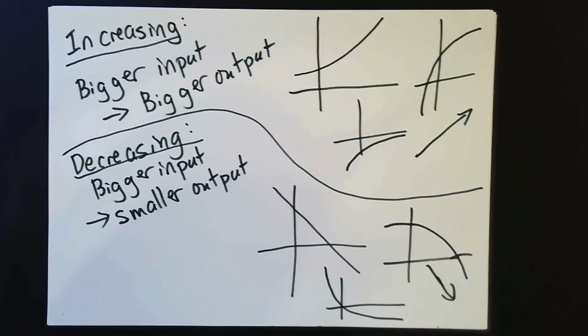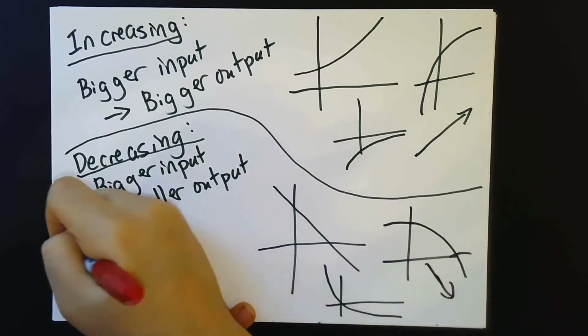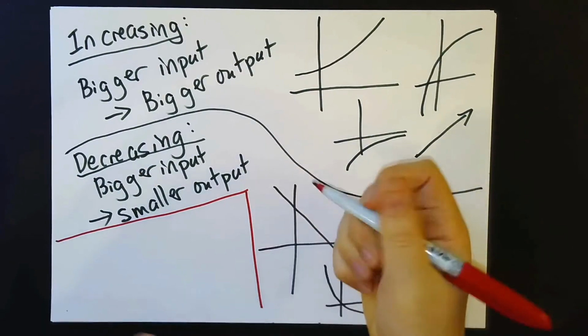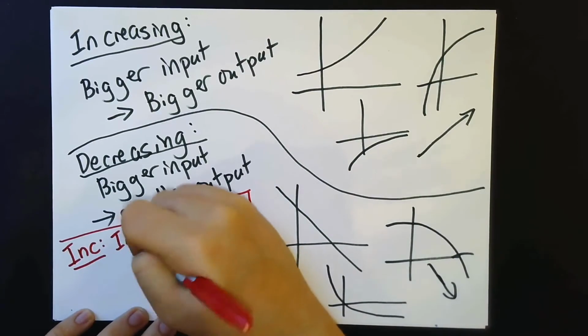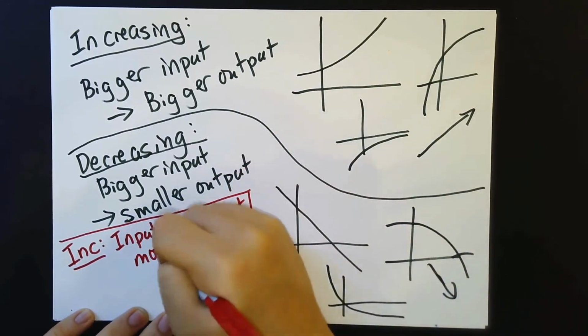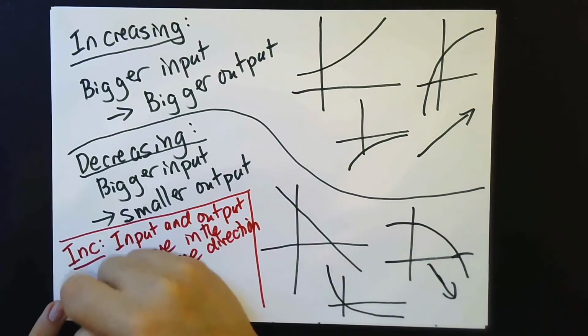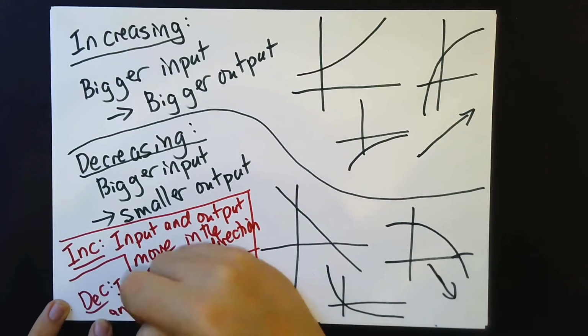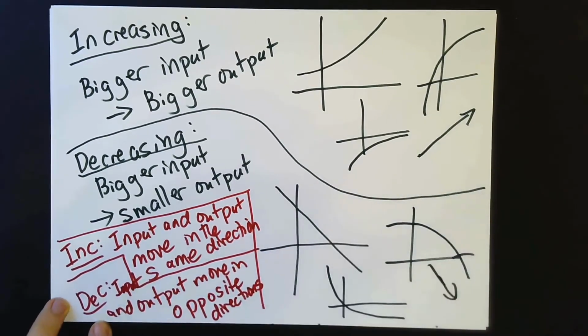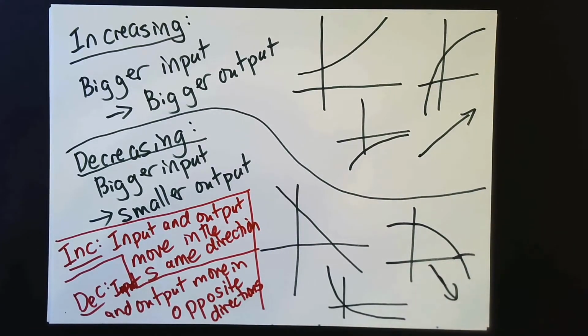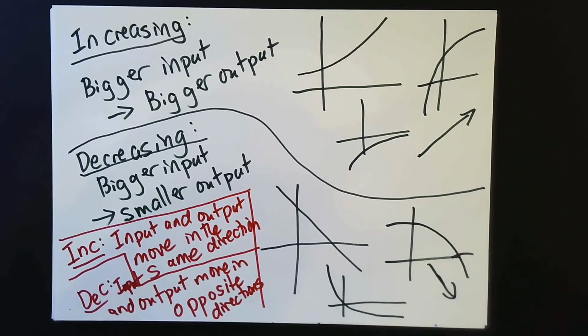Now, I want to point out that there's a different way to think about what increasing and decreasing mean that's sometimes helpful, which is that increasing means the input and output move in the same direction, and decreasing means that the input and output move in opposite directions. Why is this helpful? Well, you don't always think of the input as going up. Sometimes you want to think about the input going down.